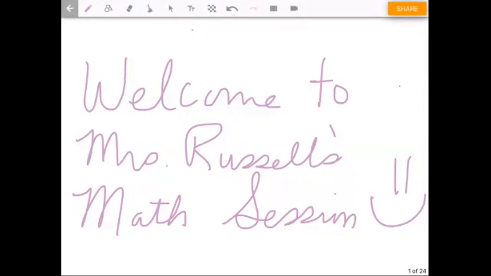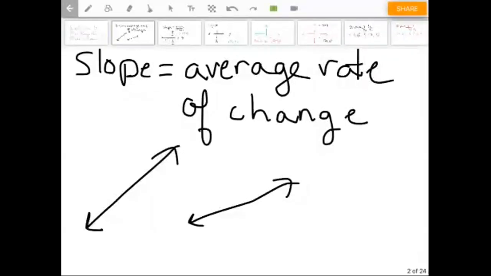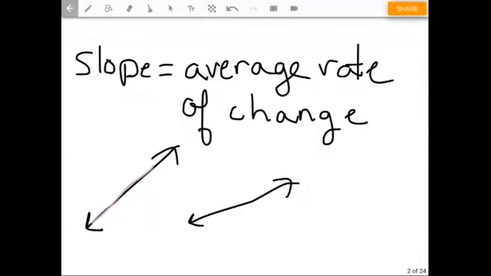So today I'm going to be talking about slope. So what exactly is slope? There's a couple different ways that we can think of slope. One of the first definitions is that slope is an average rate of change. What that means is basically how fast something changes over time. If you look at these two lines, you can see that the line on the left is steeper than the line on the right. So that means the line on the left is changing faster as time passes by.